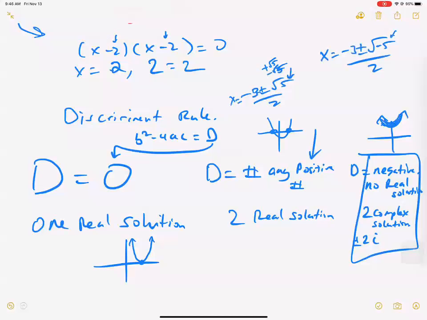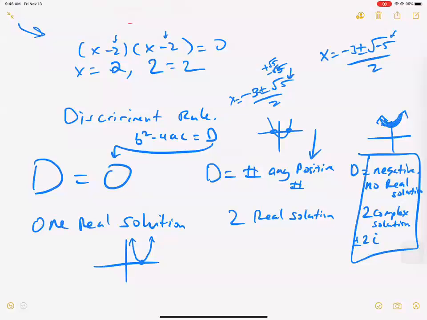And what if it's 0? If it's not positive and it's not negative, it might be 0, right? Numbers can either be positive or negative or 0. So if it's 0, we only have one solution. And that's the quick cheat sheet for discriminants. Without even doing the quadratic formula, we can tell if we are going to have 1, 2, or 0 answers.